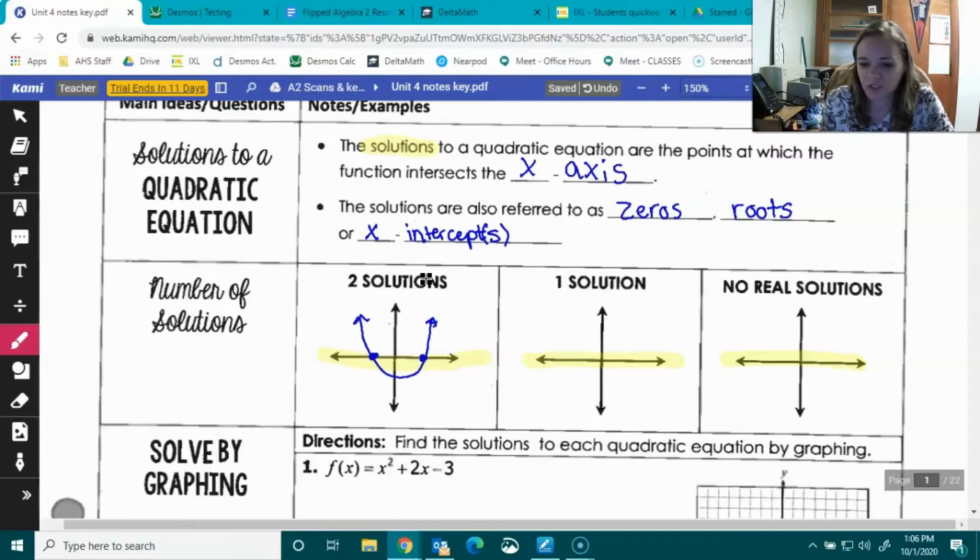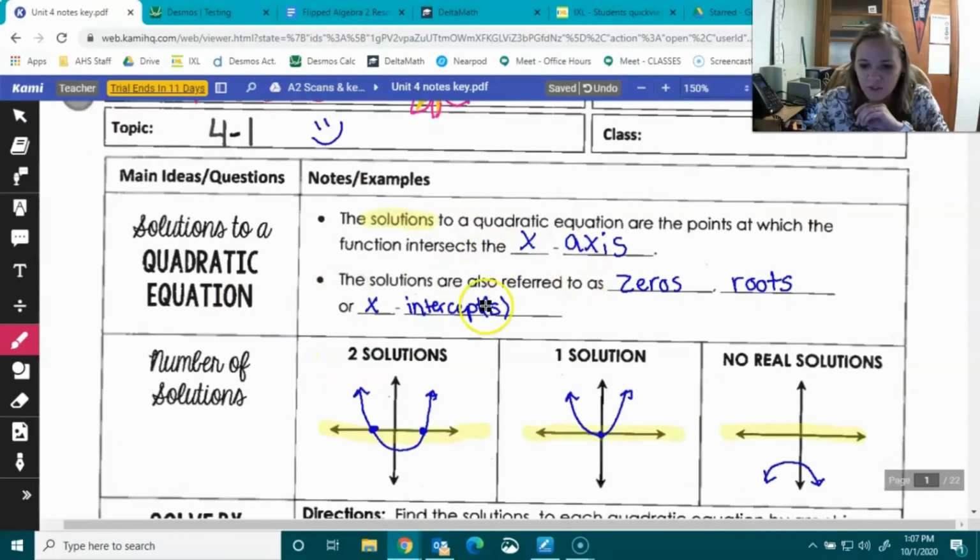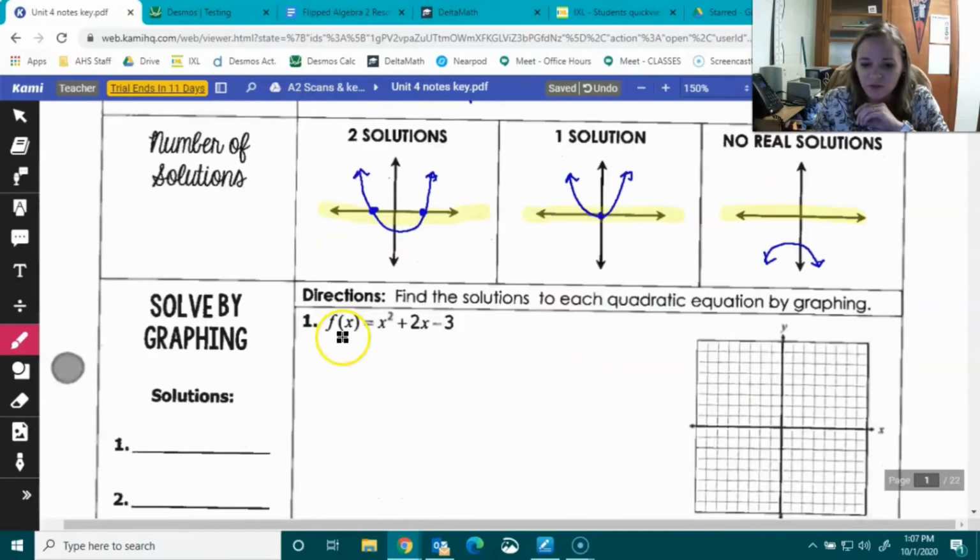If the graph has one solution, most of the time it'll be sitting like this, on the x-axis. So the vertex will be sitting on that line, and that would be one solution. And if it has no real solutions, then it could be like this, not even going towards that line, going away from that line. So no intersections would be no solutions. Alright, hopefully that makes sense to you in terms of the x-axis and finding solutions.